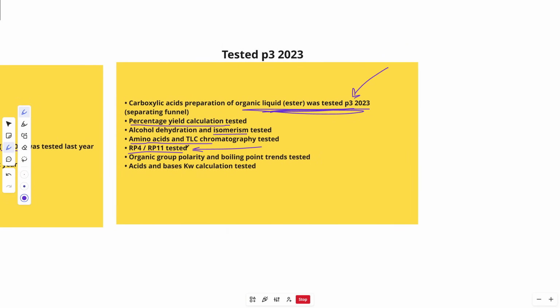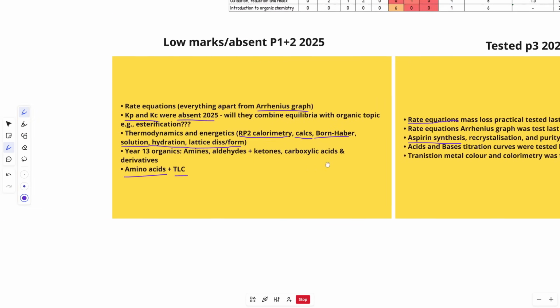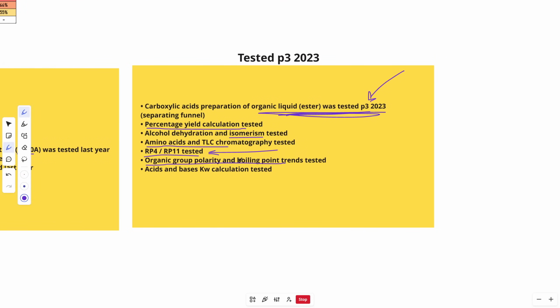So I would be revising this quickly just to get the grasp of the different observations and tests needed, but I wouldn't go too hard on it. Next up was organic group polarity and boiling point trends. So they could do this with all of the year 12 organics and maybe some of the year 13 functional groups as well. They could revisit this kind of content, but I don't know if this has already been tested in paper 2, so you'd have to double check for yourself.